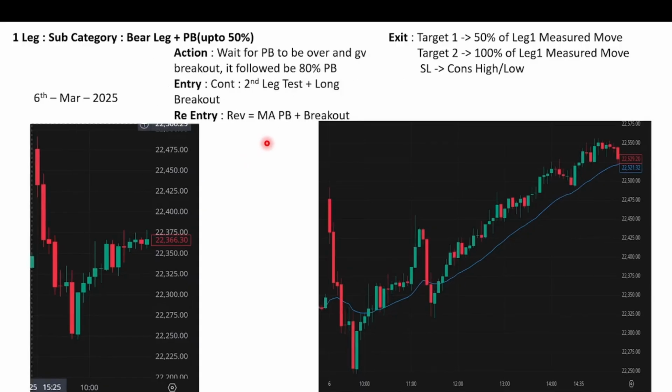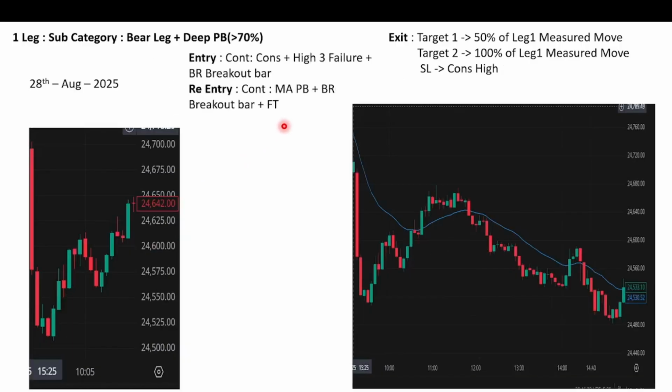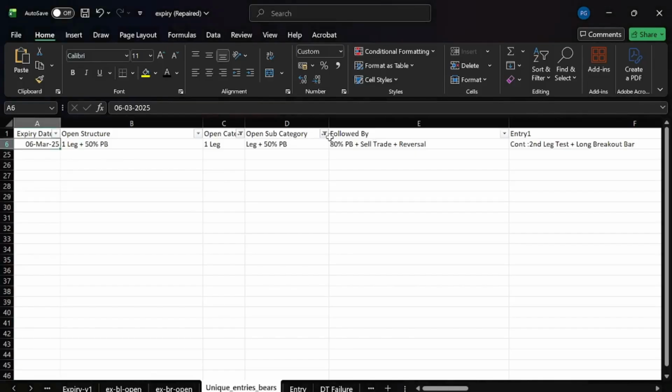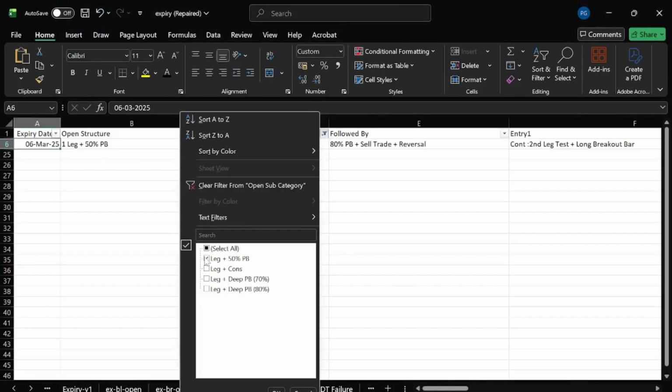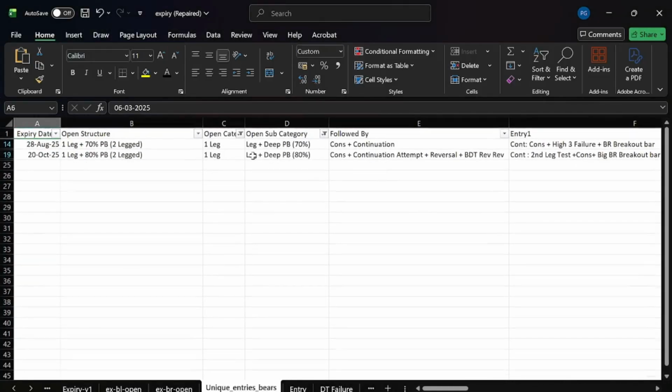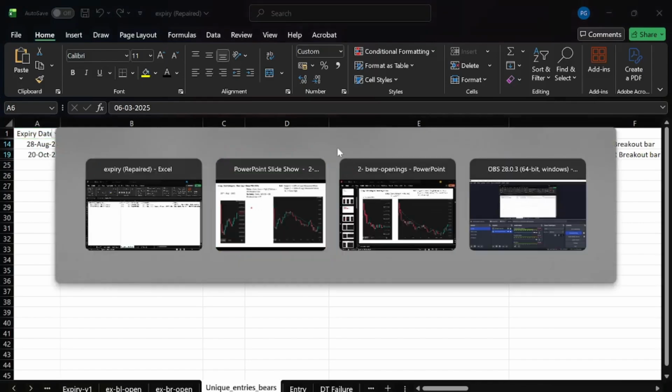So this is the same one, duplicated. We only have 1 day with that category. Then the third category is bear leg and deep pullback. We had 2 days which actually gave us the continuation and reversal, which will be subjective to the day.